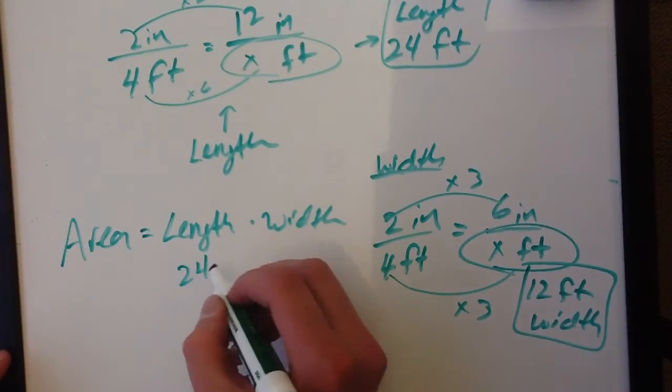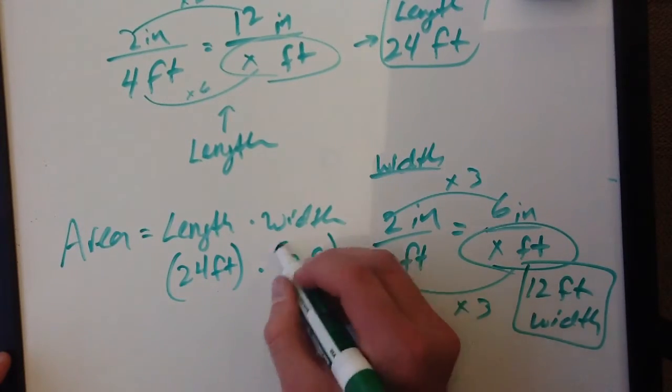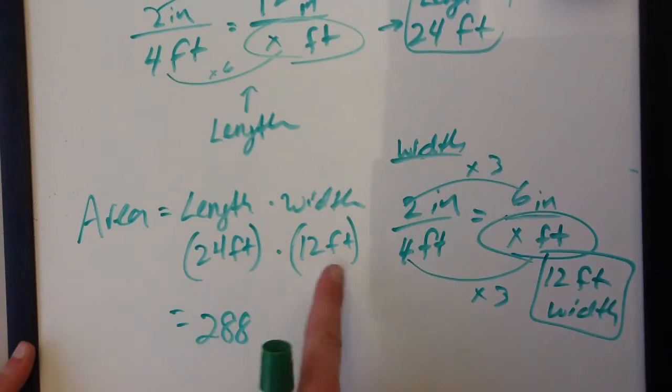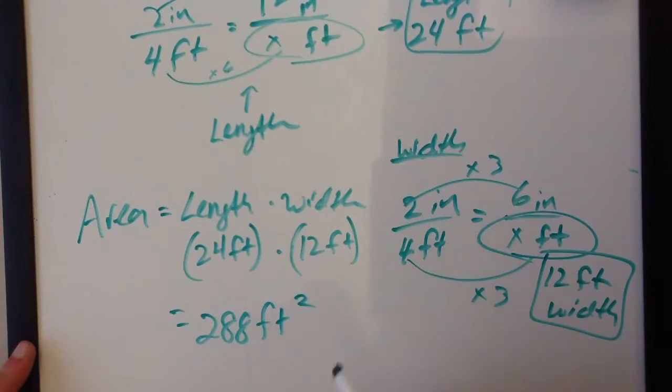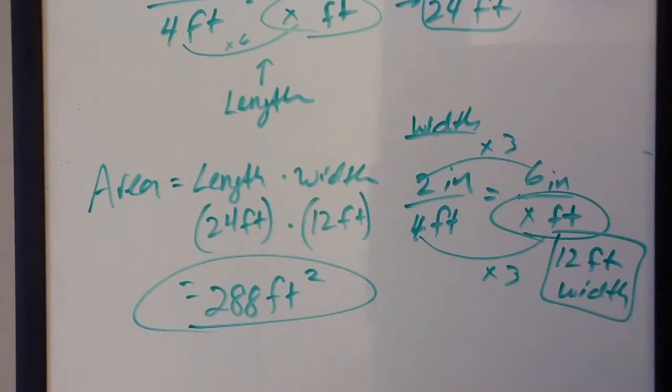The length is 24 feet. The width is 12 feet. 24 times 12, that's 288. You have feet times feet, that's feet squared, or square feet. That is the area of the scale drawing.